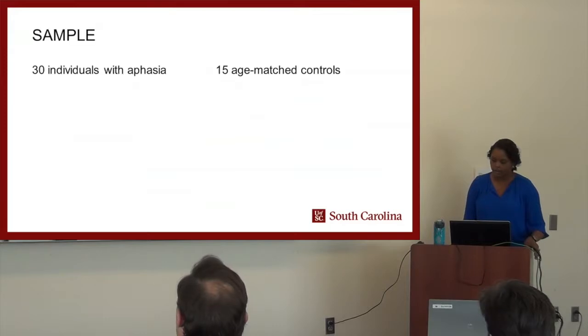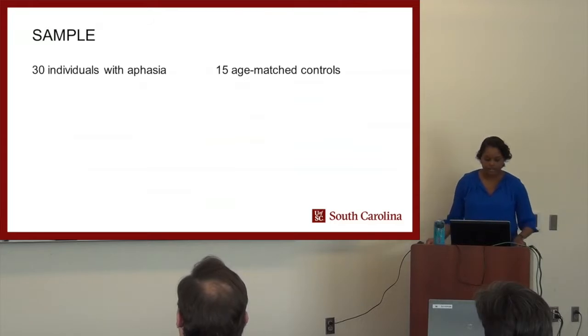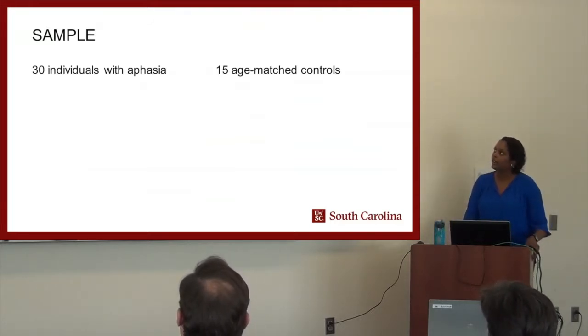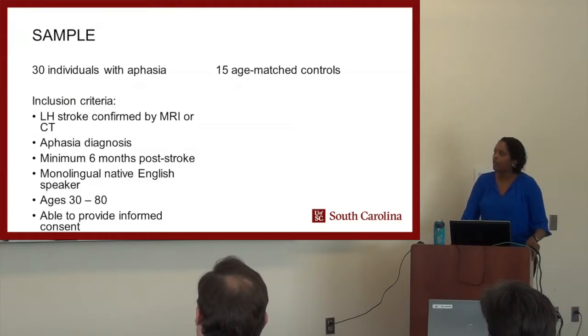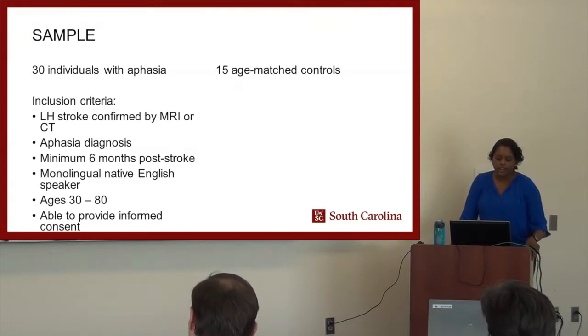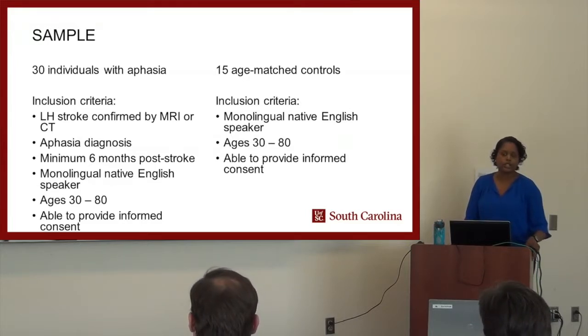So I'll go on to how we went about looking at this. We initially set out to recruit 30 individuals with aphasia, as well as 15 age-matched controls. The aphasia group were all individuals who had had a single left hemisphere stroke. They had an aphasia diagnosis as classified by the Western Aphasia Battery, and they were all chronic strokes, so a minimum of 6 months post-stroke. And for both groups, exclusion criteria included a self-reported history of dementia, TBI, psychiatric disorder, or a history of alcohol abuse.